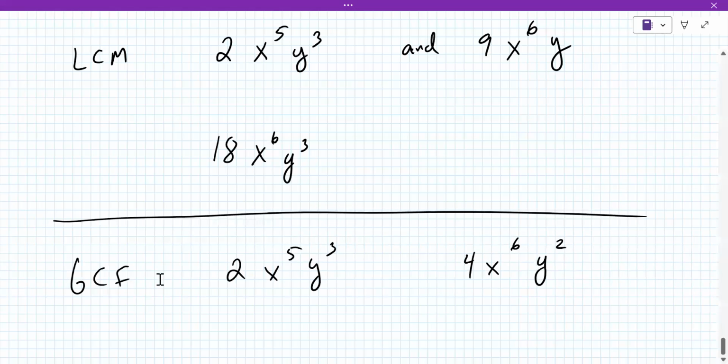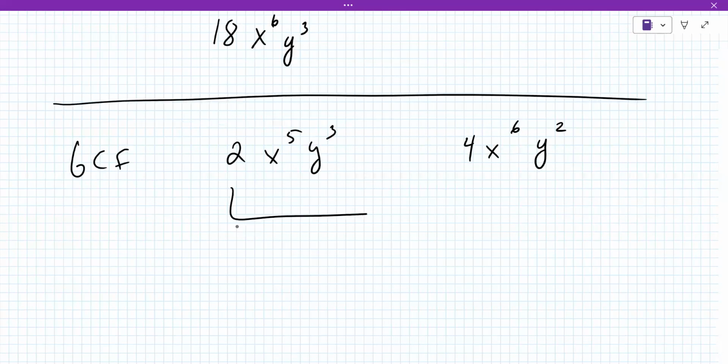So then it would be 2x to the 5th y squared. Yes, so you go smaller. Yeah, all right, that makes sense. Okay, so we've got some time left here. Let's keep going. Looks like you did, just looking real quick.